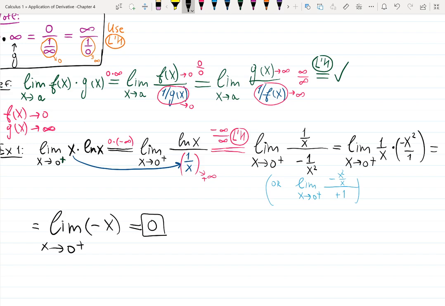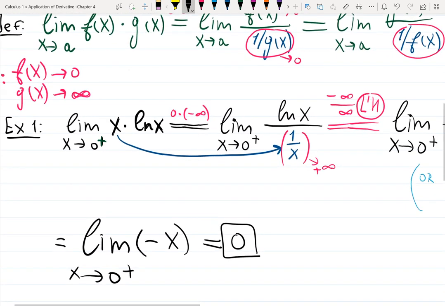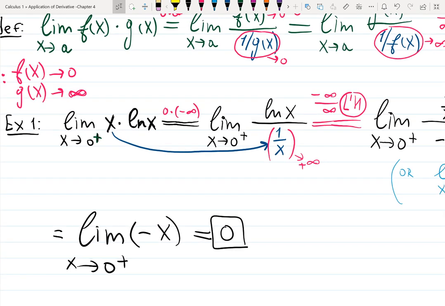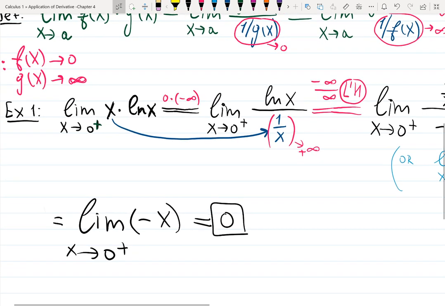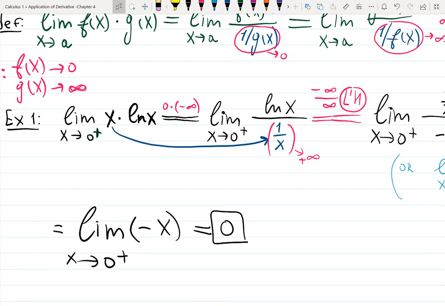So who won? Who do you think was faster going to 0? Linear function x or log going to minus infinity? Well, seems like x won. X was shrinking to 0 faster than log was going to minus infinity. So the answer is 0.